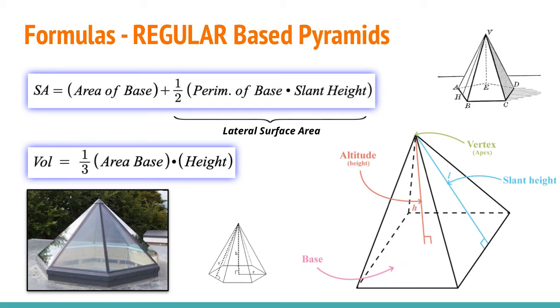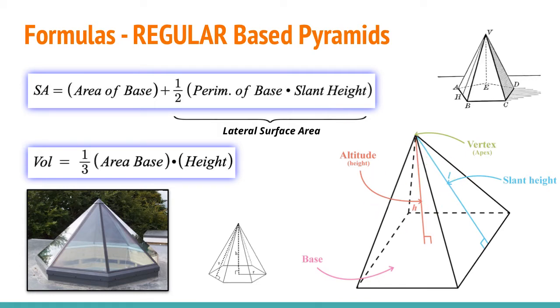Now once you find the area of the base, you're going to have to take 1/2 times the perimeter of your base, that's the distance around the edge of the base, and then times the slant height. Now that word slant height might be kind of new to you. That's the distance from the edge of the base up to the tip of the pyramid, and that's called the vertex or the apex. That distance is the slant height, and that's important in trying to find the surface area of all four lateral sides.